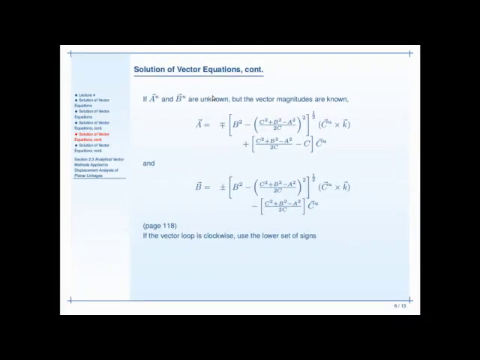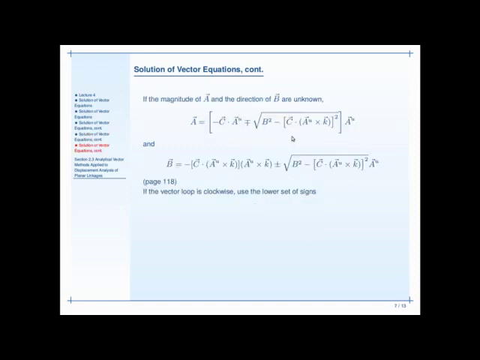Okay, so continuing on, we had the first setup where we knew the directions but not the magnitudes. Now we have this second set of equations that if we know the magnitudes, we can find the directions. The third set is if we know the magnitude of one of the vectors and the direction of the other, or contrariwise, if we don't know the magnitude of one and don't know the direction of the other, we can use these equations to solve for what we don't know.